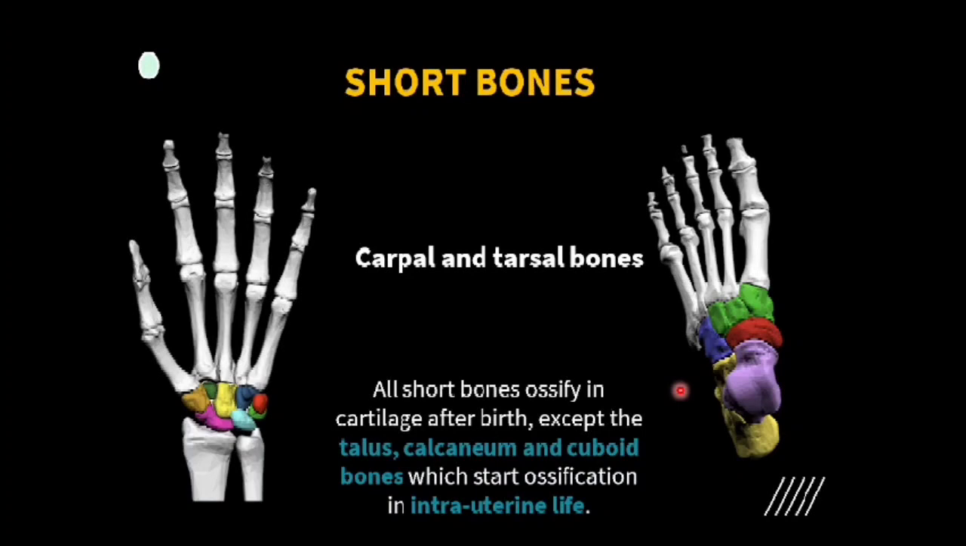All short bones ossify in cartilage after birth except 3 tarsal bones, that is the talus, calcaneum and cuboid bones, which start ossification in the intrauterine life. So keep in mind, because that can be asked as an MCQ question. That is, the 3 tarsal bones talus, calcaneum and cuboid ossify in the intrauterine life itself, whereas all other tarsal bones and the carpal bones ossify after birth.